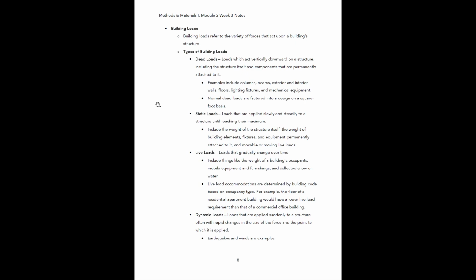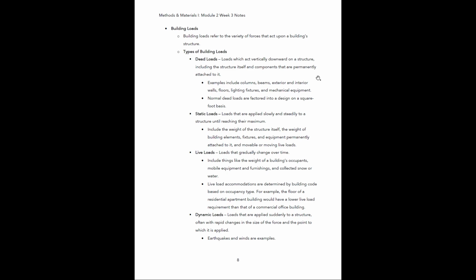All right, so the next topic is building loads. Building loads refer to the variety of forces that are acting upon a building structure. A building is basically undergoing all kinds of stress, and that has to be factored in when architects and engineers are determining the design of the structure, okay?